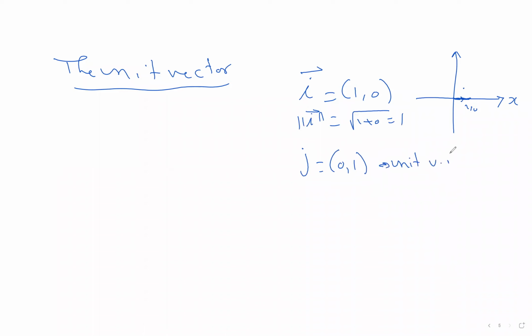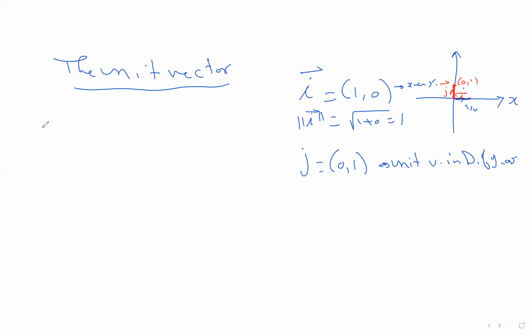vector in the direction of the y-axis, and this one is in the direction of the x-axis. Okay, so I equals (1, 0) and J equals (0, 1). I is the unit vector in the direction of the x-axis, and J is the unit vector in the direction of the y-axis. This is (0, 1), so this vector is called J, and this vector is called I. This vector, okay? Do you have any problem?